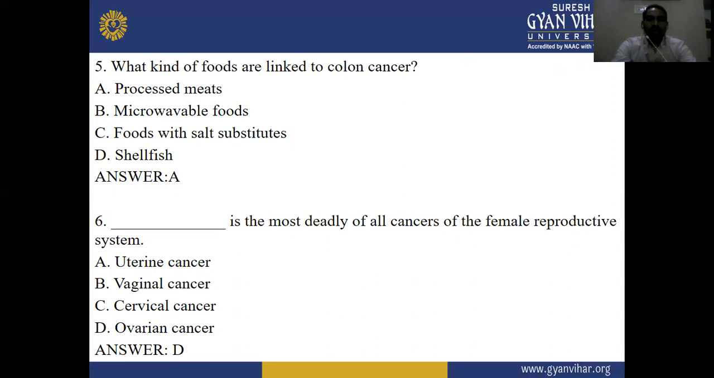Next question. Fill in the blanks: blank is the most deadly of all cancers of the female reproductive system. Option A is uterine cancer, option B is vaginal cancer, option C is cervical cancer, and option D is ovarian cancer. The right answer is ovarian cancer. Ovarian cancer is the most deadly of all cancers of the female reproductive system.